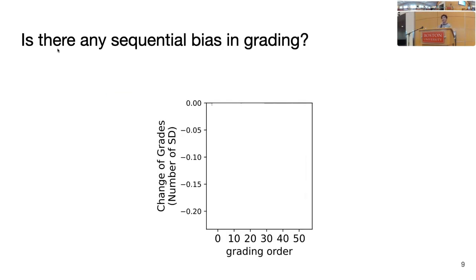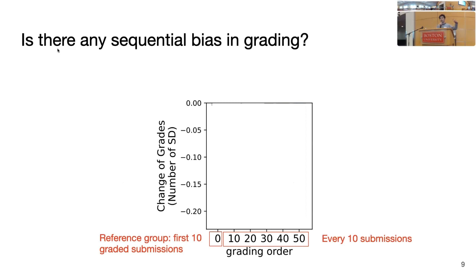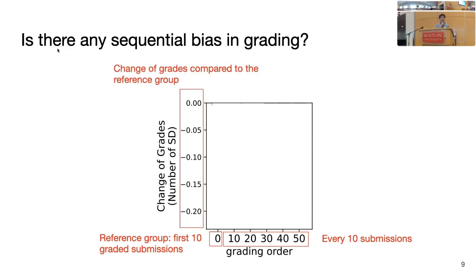So let's get to the result you're asking about. I know you're tired. Is there any sequential bias in grading? In this plot, the x-axis shows first the reference group, which is the first 10 graded assignments, coded as a categorical variable, and then the variable for every following 10 submissions. On the y-axis, since it's already a normalized score, we show the change in scores in number of standard deviations.